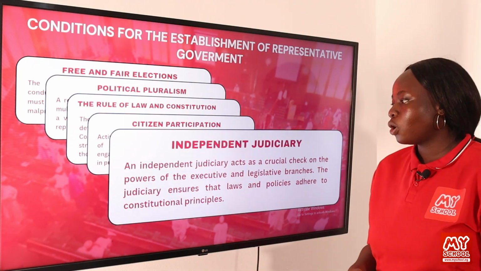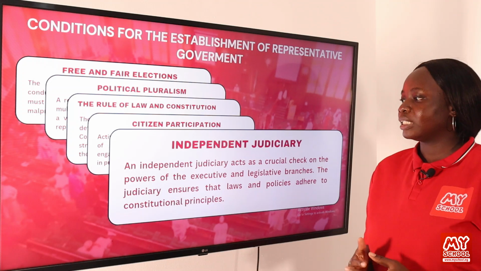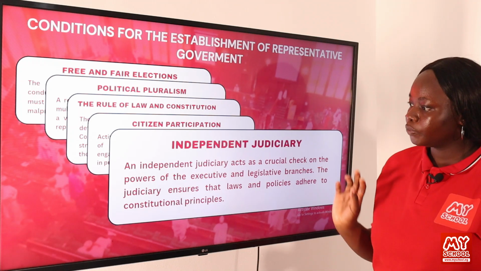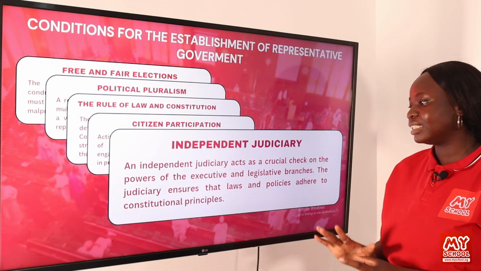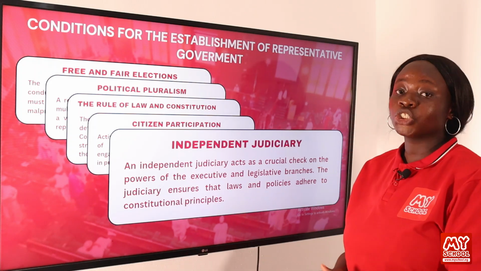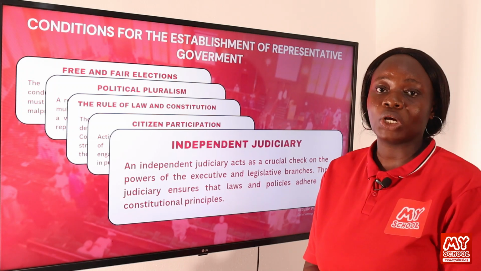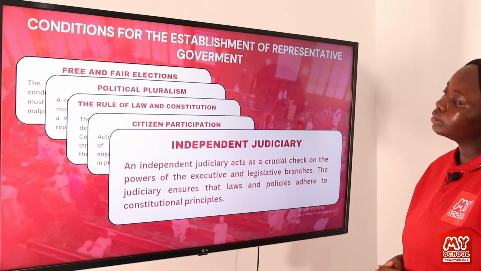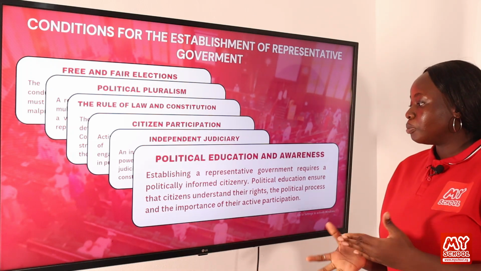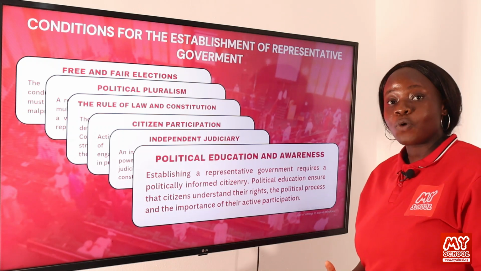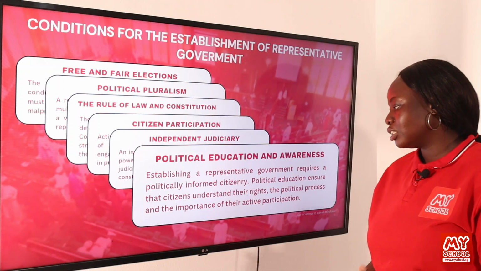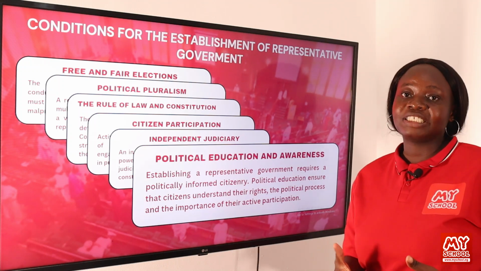Independent judiciary is also necessary for representative government because it acts as a crucial check on the powers of the executive and the legislature. The judiciary ensures that laws and policies adhere to constitutional principles. When they do not adhere to the Constitution, action can be taken against members of the legislature and the executive. Let's move on to another one. We have political education and awareness. Establishing a representative government requires a politically informed citizenry. Political education ensures that citizens understand their rights, the political process, and the importance of their active participation.